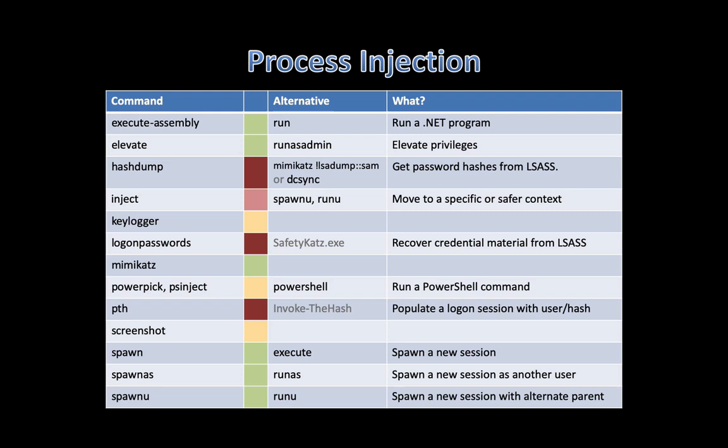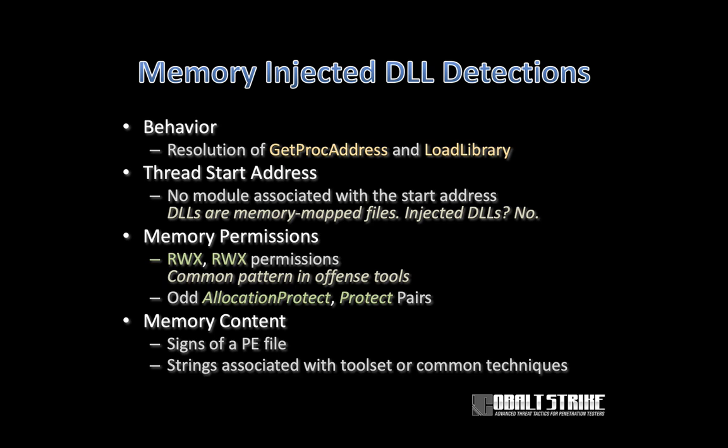And that is part of how defense keeps evolving. The things we use to hide become the things that are used to detect our presence. So if you are in an environment where you can't do process injection or certain forms of it, know these alternatives. Another concern when doing post-exploitation with Beacon are memory-injected DLL detections.